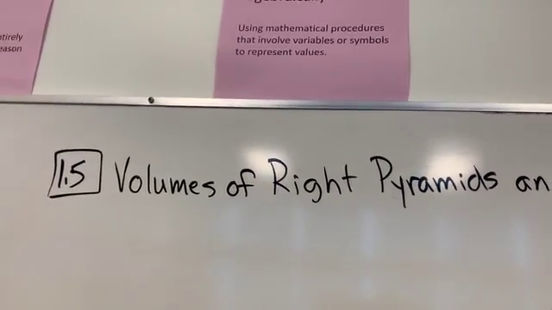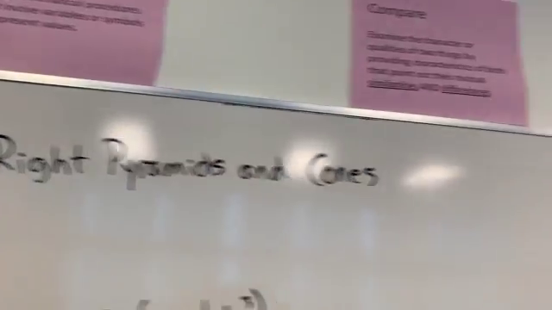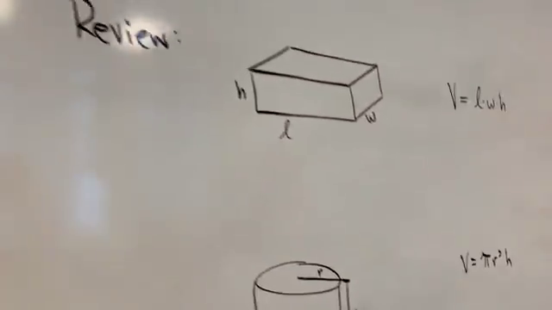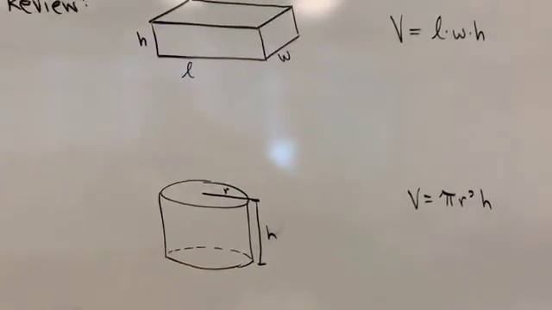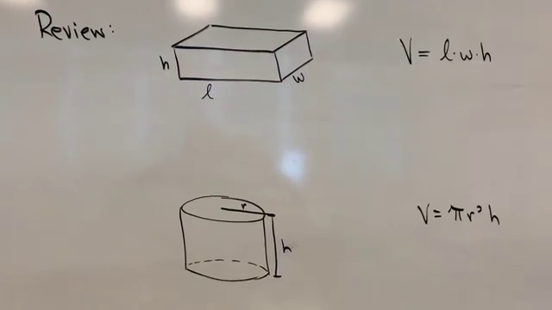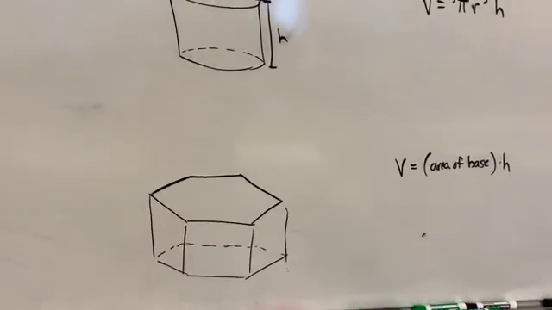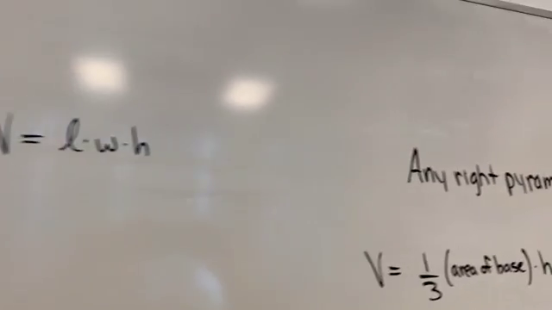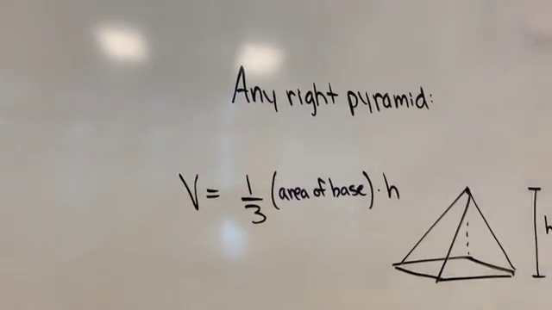This is our second video out of 1.5 volumes of right pyramids and cones. We did a quick review of our 3D prism shapes and saw that the area of the base times the height gave us the volume of those shapes. Well, it turns out for right pyramids, we have exactly a third of that.